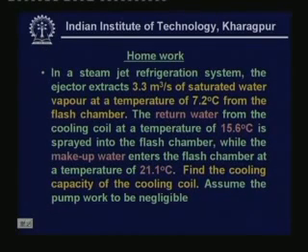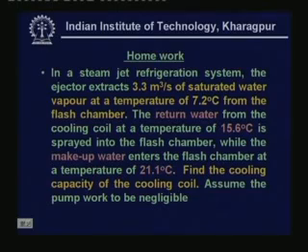Now, let me give you one homework problem. The problem is like this: in a steam jet refrigeration system, the ejector extracts 3.3 meter cube per second of saturated vapor at a temperature of 7.2 degrees centigrade from the flash chamber. The return water from the cooling coil at a temperature of 15.6 degrees centigrade is sprayed into the flash chamber, while the makeup water enters the flash chamber at a temperature of 21.1 degrees centigrade. So, all that we have to do is find the cooling capacity of the cooling coil. Assume the pump work to be negligible.